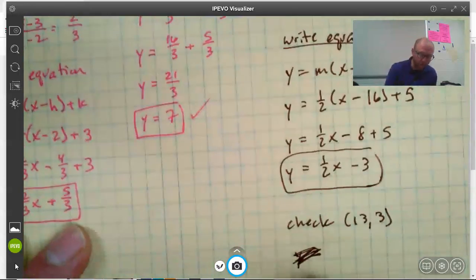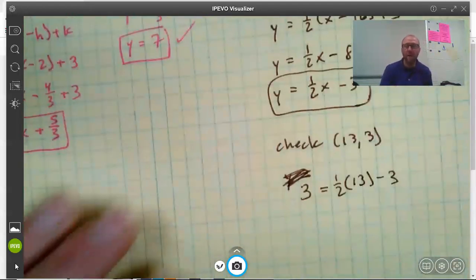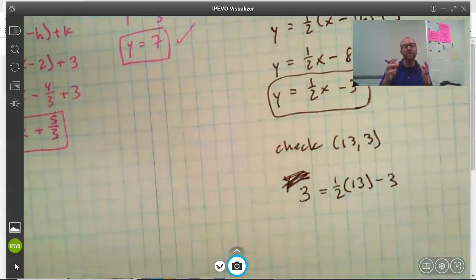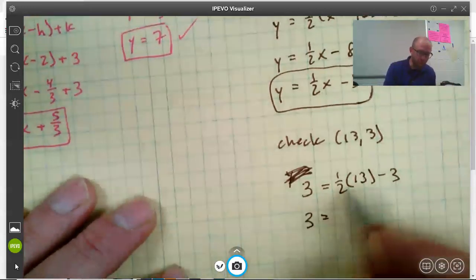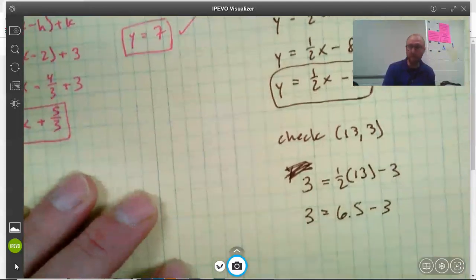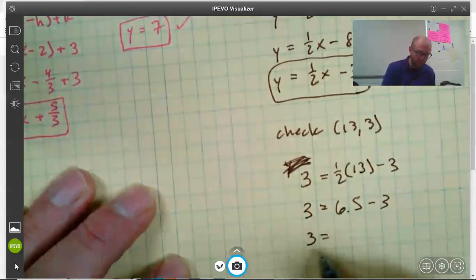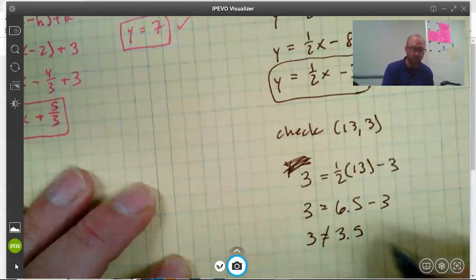So we'll replace y with 3 equals 1/2 (13) minus 3. So I'm plugging in x here, y here, and if we end up with a true statement, then the check, the point works. If we end up with a false statement, then no go. So 3 equals 1/2 times 13 is 6.5 minus 3. And we see we have a problem already. 3 equals 3.5, which is not true.